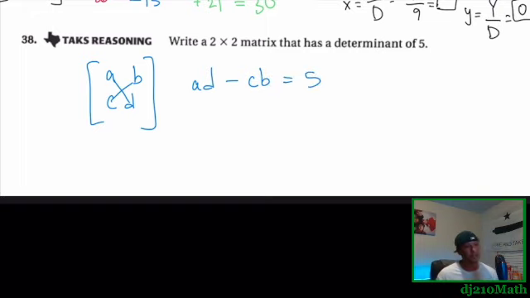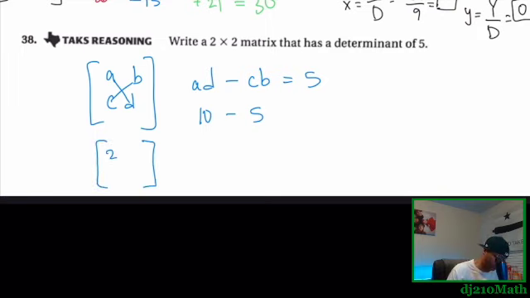So two numbers that subtract to make 5. Let's do 10 minus 5. Okay, so then A times D has to equal 10. So 2 times 5, that equals 10. And then minus C times B has to equal positive 5. So 5 times 1 is 5. So we have 10 minus 5 gives us a determinant of 5.